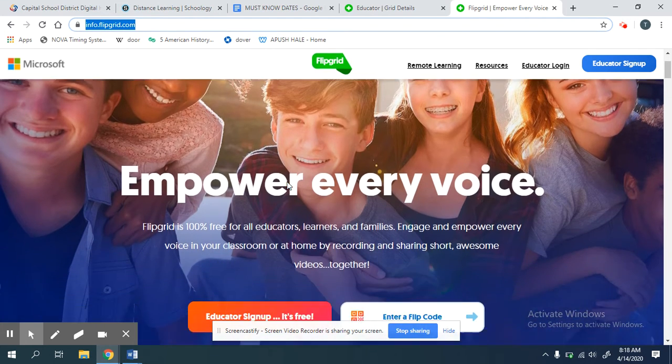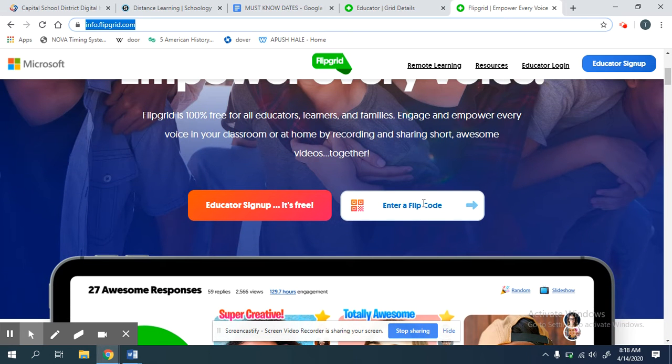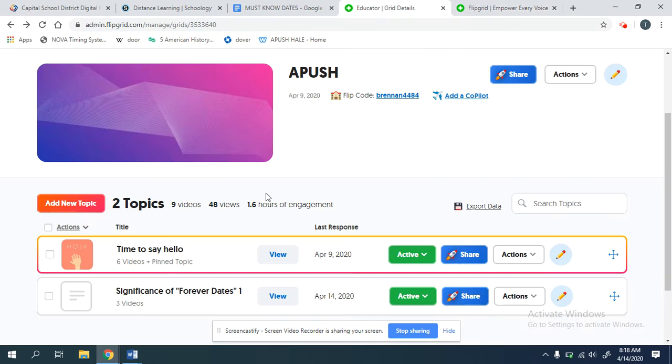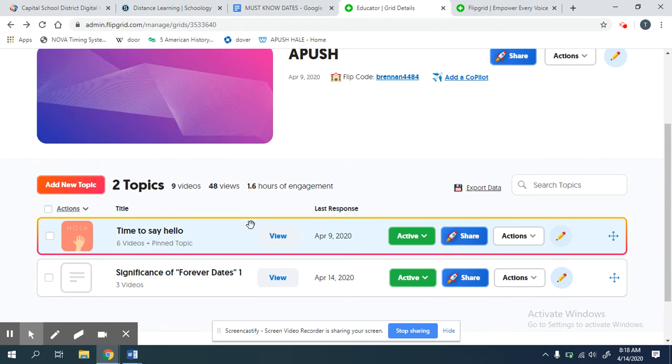From there, you can scroll down and you can see where it says enter a flip code. Once you put the code into Flipgrid, it'll bring you to a page, and you'll have two options because those are the only two things I put up there so far. The first thing I want you to do is get comfortable using this platform. And the first thing you should do is click on where it says time to say hello.